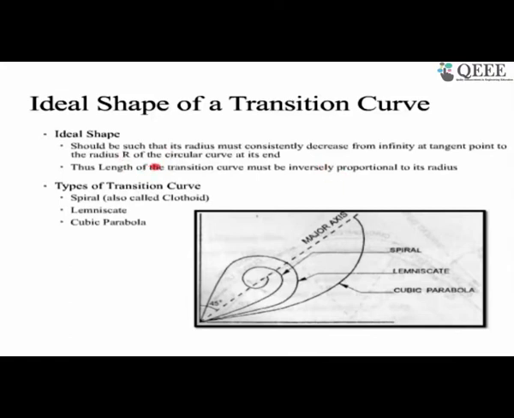If we do this, this is the ideal requirement, and based on that we have found these three different types of transition curve. Many times we provide the spiral, and sometimes we do also provide the cubic parabola. It depends on how it's estimated and how it can be done.